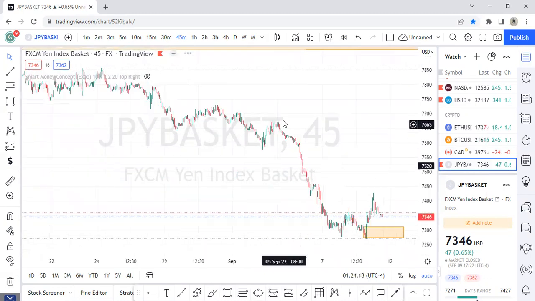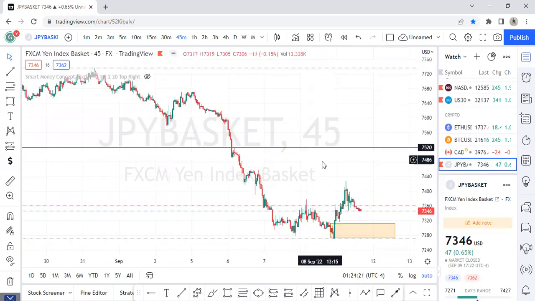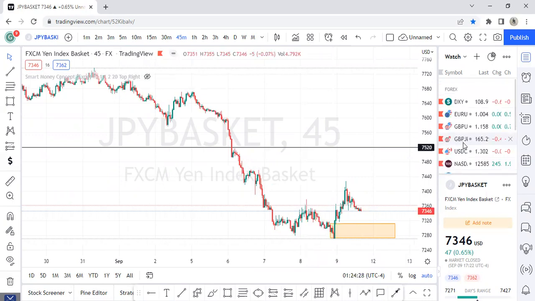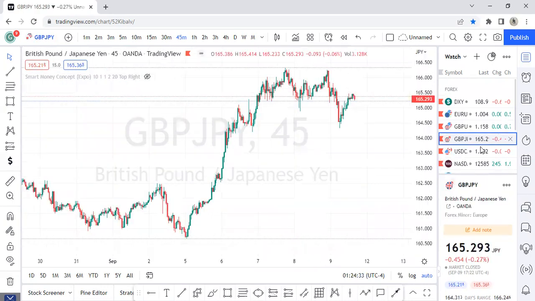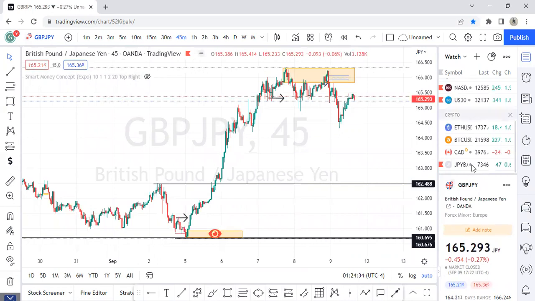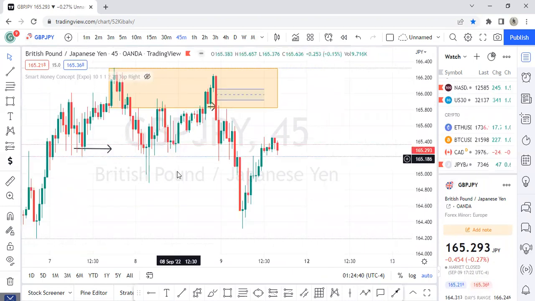We have taken out the monthly lows and the weekly lows, so we expect the dollar index to buy a bit. Expecting that bullish run on the yen basket means you expect a bearish run on the GJ. It's usually the reverse. If the yen is getting strength, you expect sales from this pair. So looking at this, we should expect a little sell off.